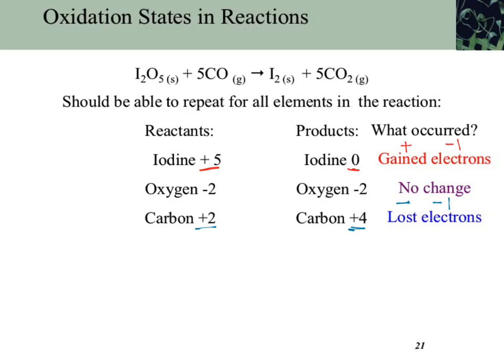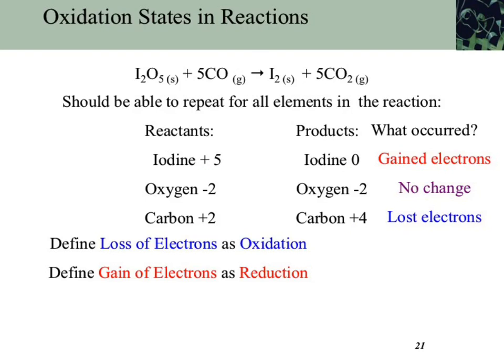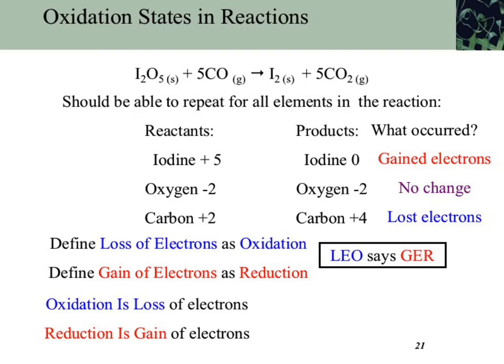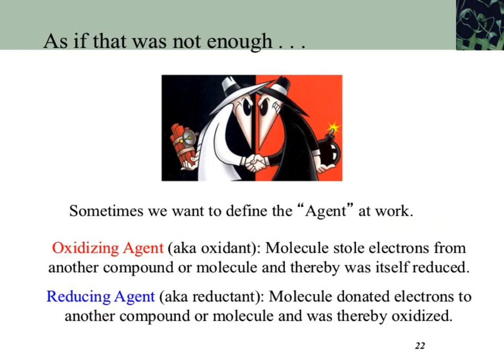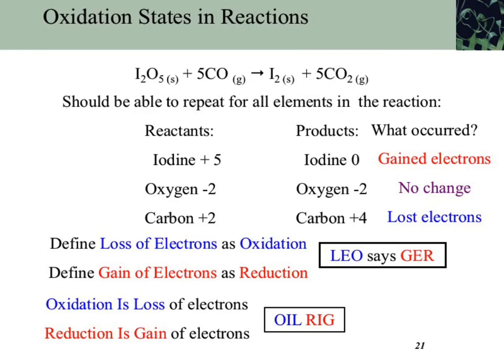Because it's a bit tedious to refer to each element as gaining electrons or losing electrons, that's where we invent the new terms oxidation and reduction. That was the LEO says GER or the OIL RIG. I don't really care which one you use to memorize it, though LEO says GER is by far superior, and anybody that tells you different is wrong.